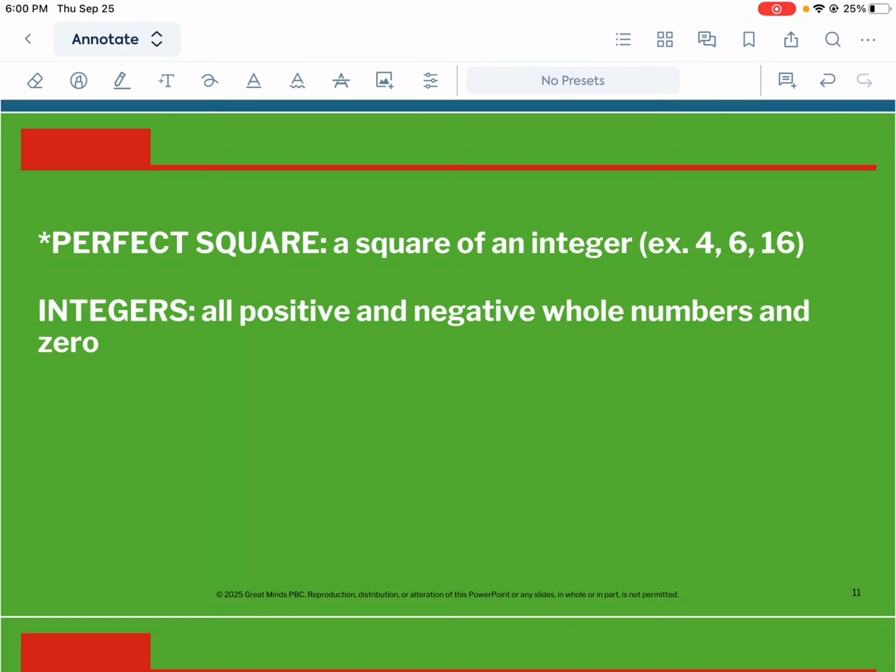Now 6, that is a typo. That's supposed to say 9. 6 is not a perfect square, but 9 is, because when I square root 9, I'm going to get 3. Why? Because 3 times 3 is 9. Same thing here for 16. 16 is a perfect square because if I was to square root 16, that'll give me 4. Why? Because 4 squared is 16. There's a reminder of what an integer is. Integers are all positive and negative numbers and 0. Just something to be aware of.